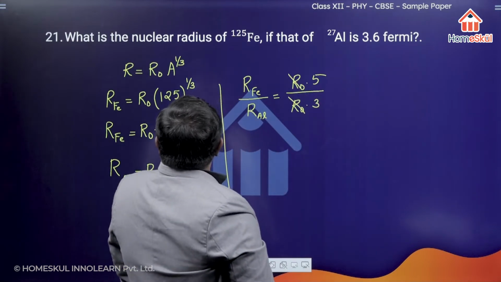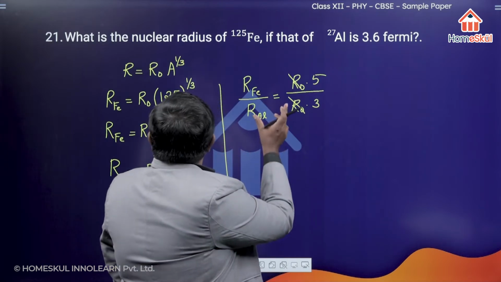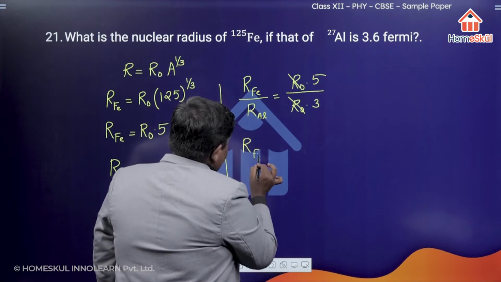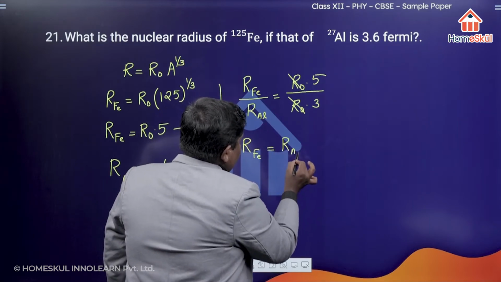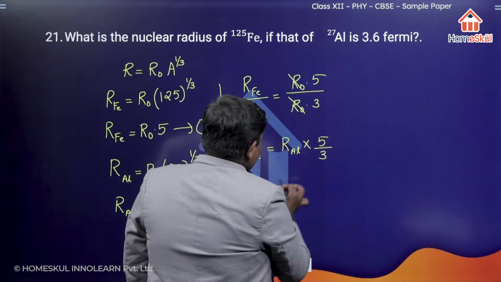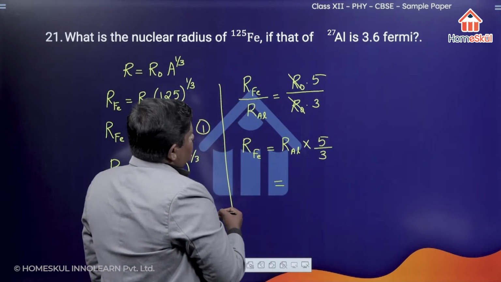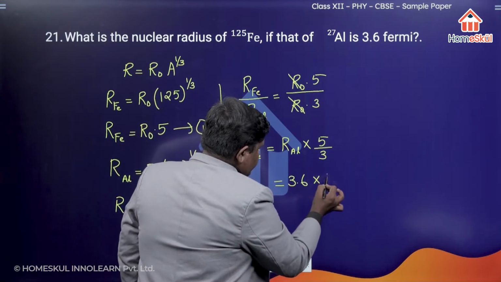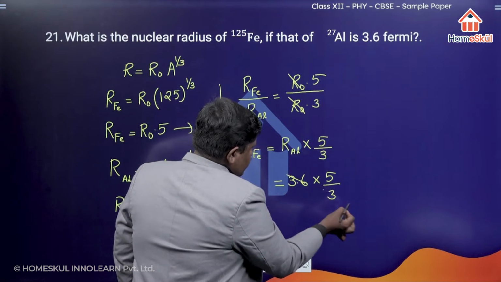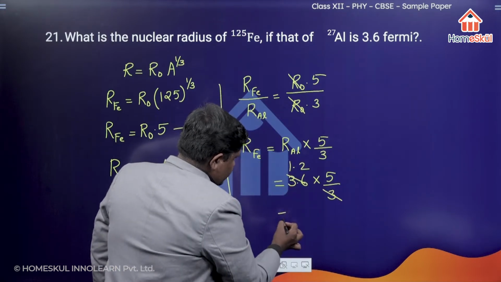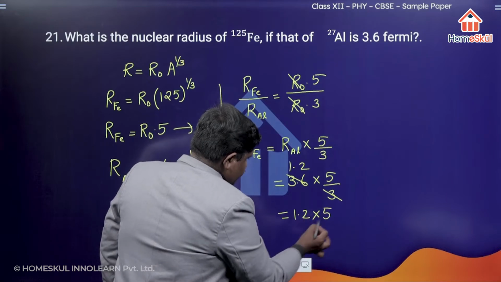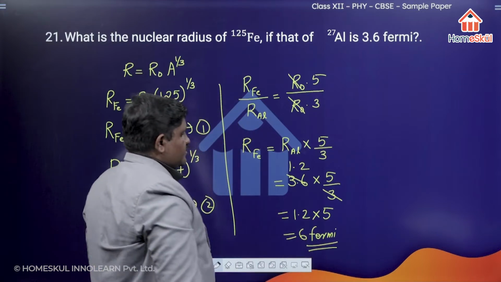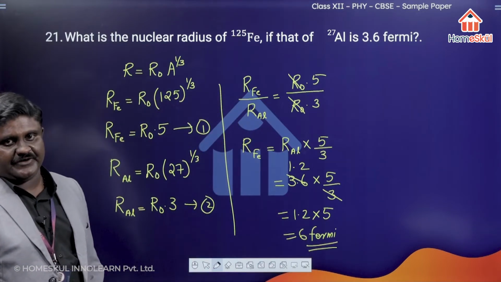Here the nuclear radius of the aluminum is given, right? So we write R Fe equal to R Al into 5 by 3, that is 3.6 Fermi into 5 by 3. So 3 gets cancelled, I get 1.2, that equals 1.2 into 5, that equals 6 Fermi. So the radius of the iron is 6 Fermi.